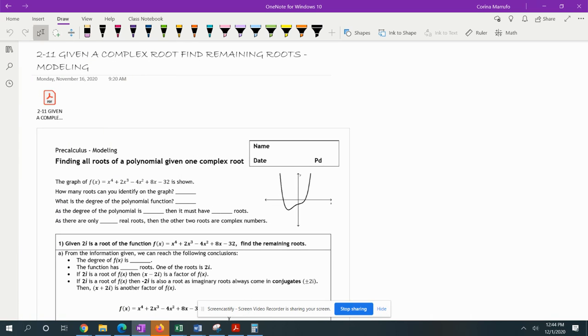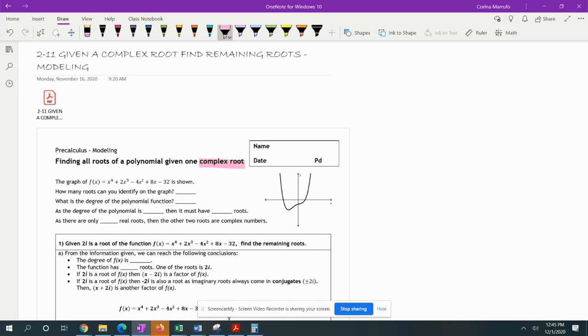All right, so we're going into our next lesson. Now, we are finding all roots of a polynomial given one complex root. So last time it was one rational root. Now it's one complex root. So remember, a complex root is a root that has an imaginary part and it has a real part.